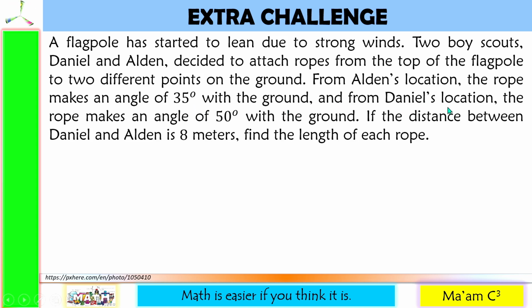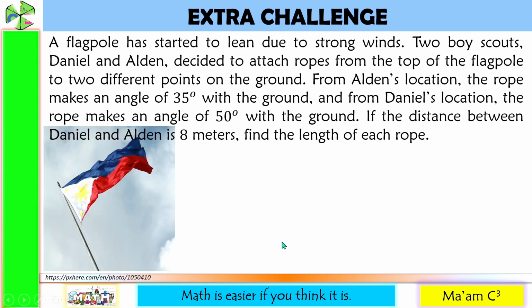And from Daniel's location, the rope makes an angle of 50 degrees with the ground. If the distance between Daniel and Alden is 8 meters, find the length of each rope. So let us visualize this using a picture. I have here a flagpole leaning due to strong winds.